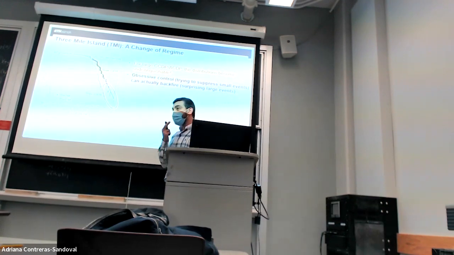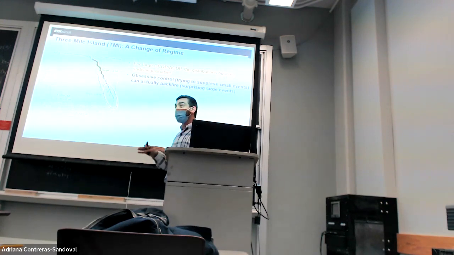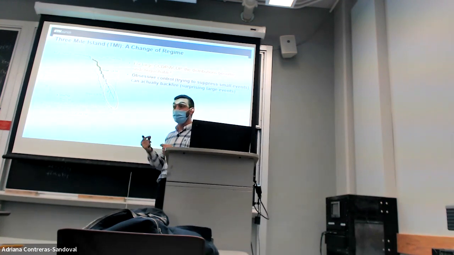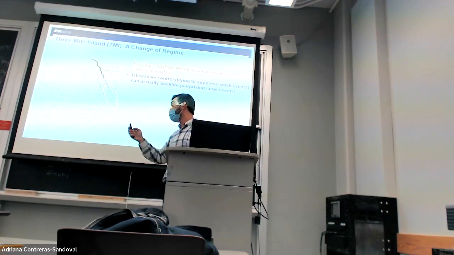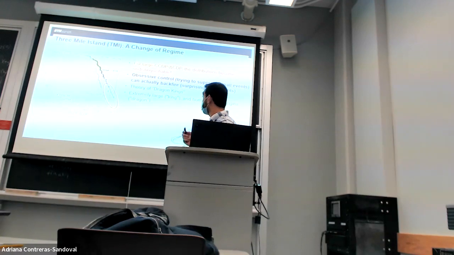However, there is a very interesting observation in complex systems that says obsessive control can sometimes backfire. When you try to suppress the frequency of small events, this can come back and fire back, and generate bigger events that you didn't anticipate. That's an empirical observation which we have also realized is happening here. And this resembles the theory of dragon kings.